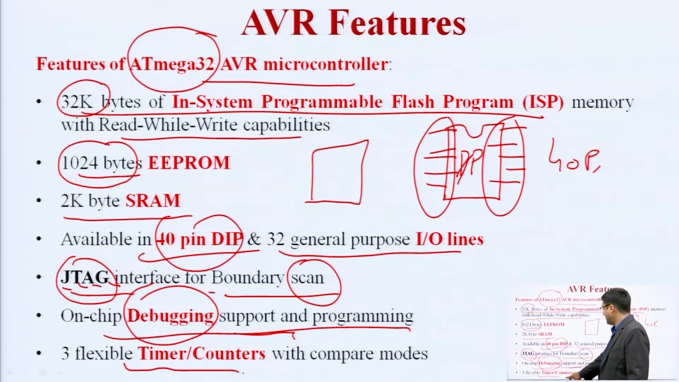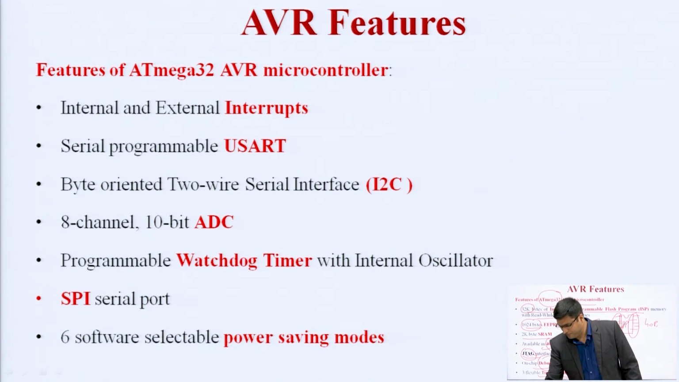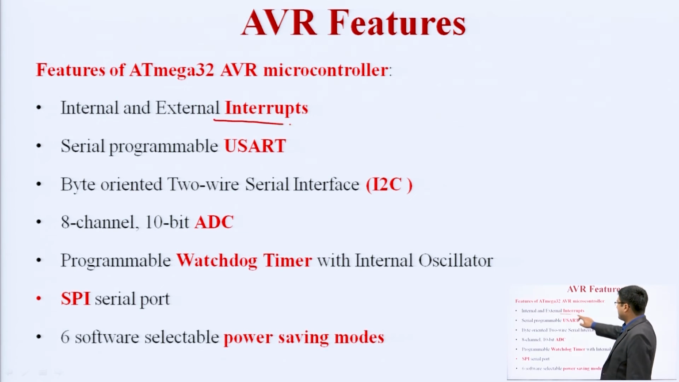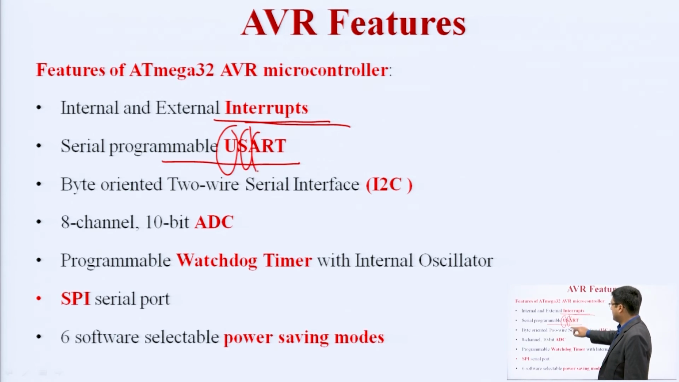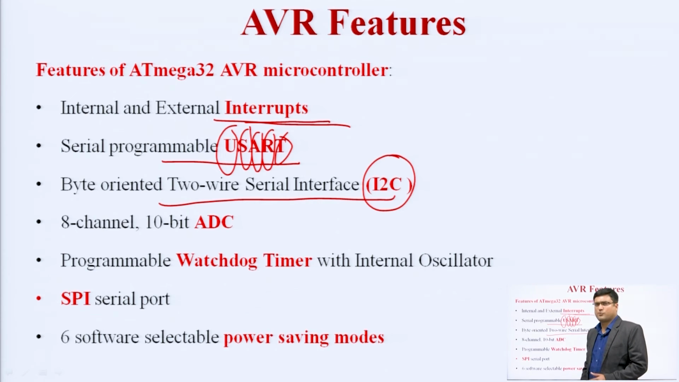It has 3 flexible timer counters with compare modes. After that, it has internal and external interrupts. We have seen that there are many types of interrupts available in our system. It has a programmable serial USART, universal synchronous asynchronous receiver transmitter. It has a byte oriented 2-wire serial interface, I2C, the inter-integrated communication protocol. In our previous lectures, we have seen a detailed explanation of I2C.